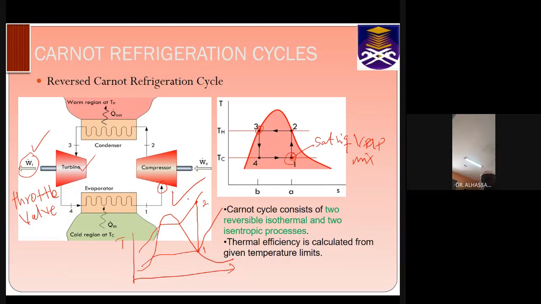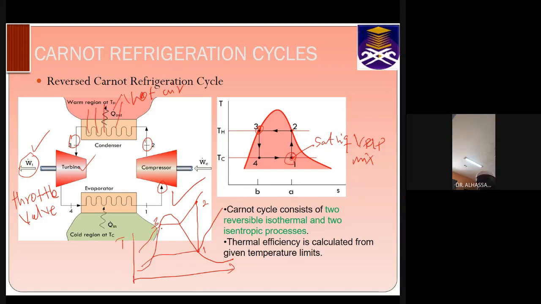Now for state 3, we cool the fluid in the condenser from state 2 to state 3, and the fluid is continuously cooled down. This means heat is rejected. If you put your hand behind your refrigerator, you will feel hot air coming out. This means the condenser is doing its job, and the refrigerant is being cooled down to the saturated liquid state.